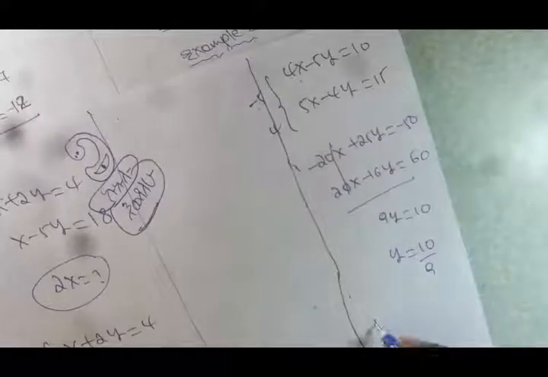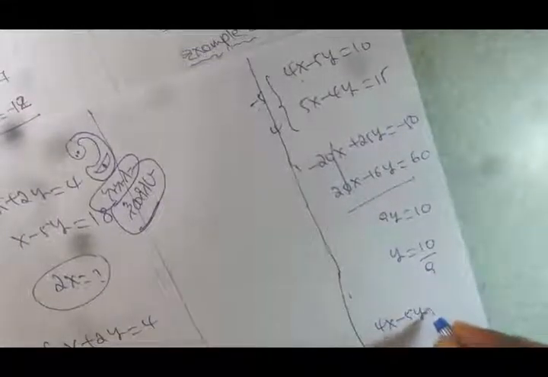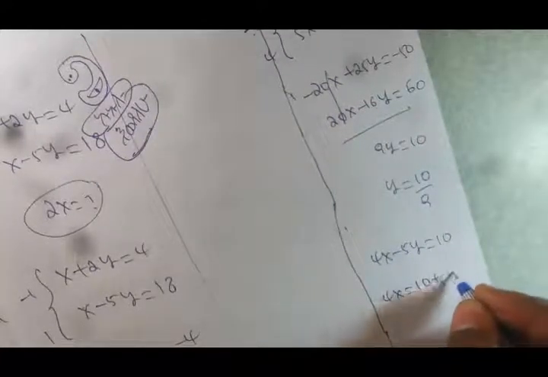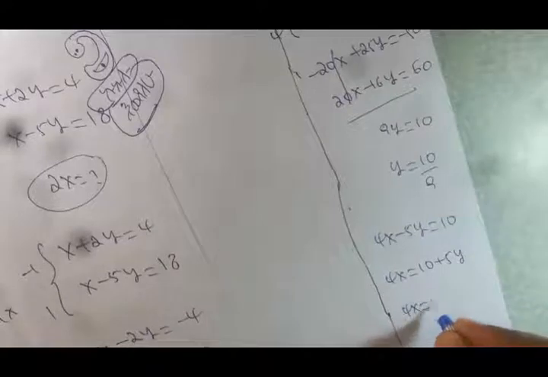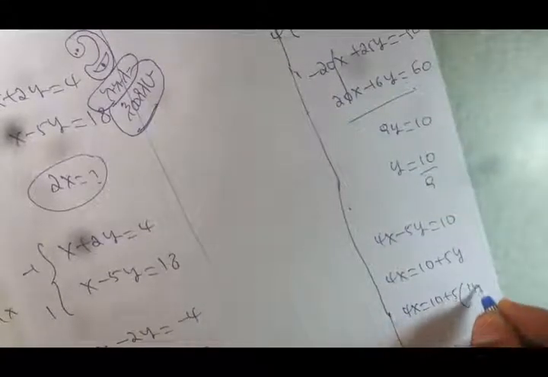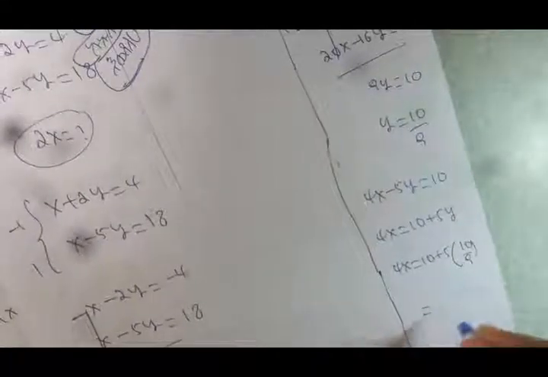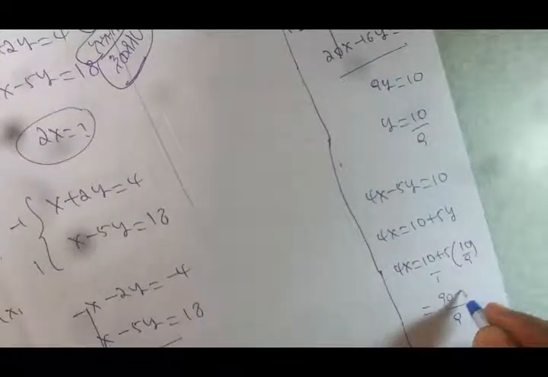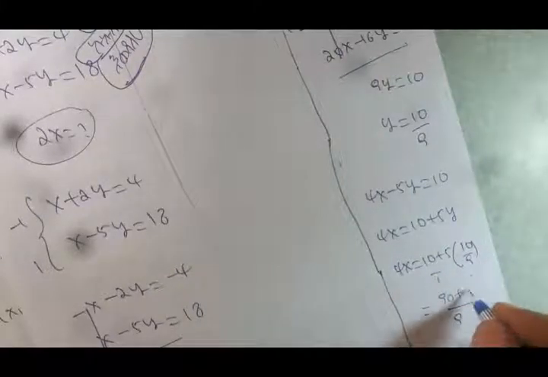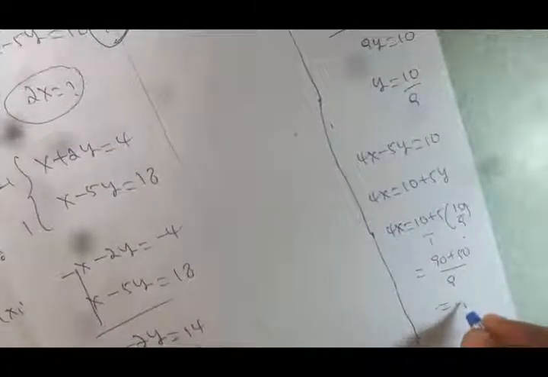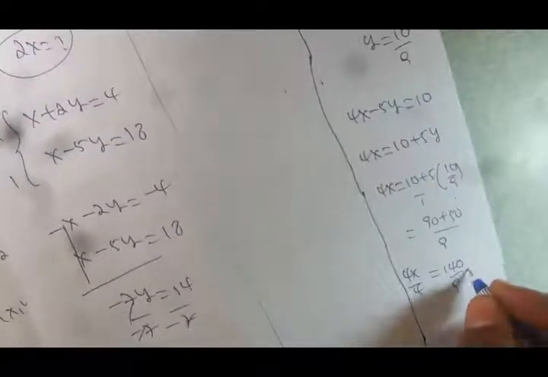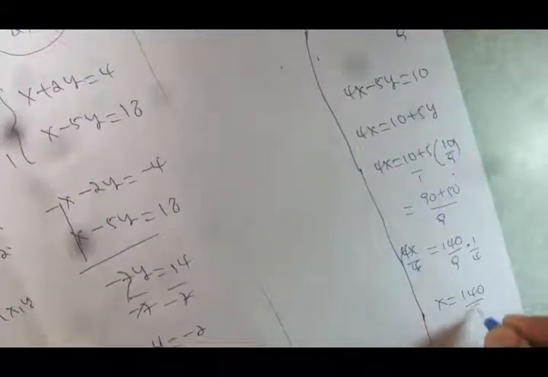To find x, we know that 4x minus 5y is equal to 10. Therefore, 4x is equal to 10 plus 5y. Therefore, 4x is equal to 10 plus 5 times 10 over 9. Therefore, when we take 9 common, this is equal to 114 over 9 is equal to 4 times x. So over 4 times 1 over 4. Therefore, this will be cancelled, and x is equal to 114 over 36.